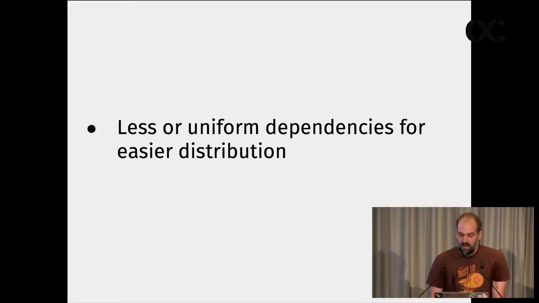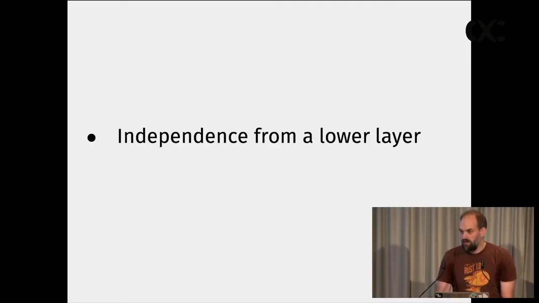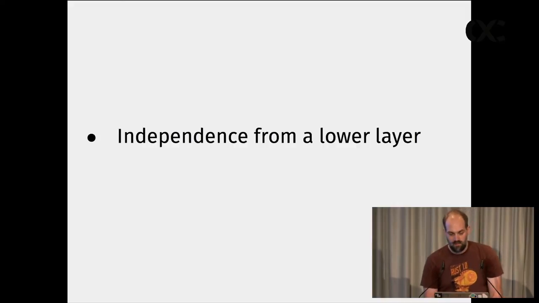Less or uniform dependencies for easier distribution. Docker is quite big in that. I want to have the dependencies for my app wrapped together, but not wrapped together with the dependencies of another app. Runtime isolation for resource control. That is a thing where hypervisors are pretty big in. I'm pretty well able to allocate resources, RAM, and CPU to any of the things they manage, and independence from lower layers.